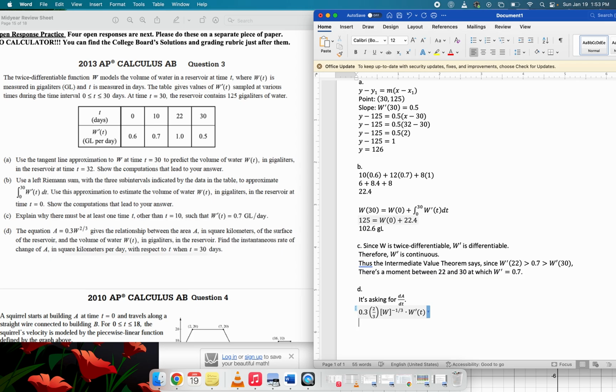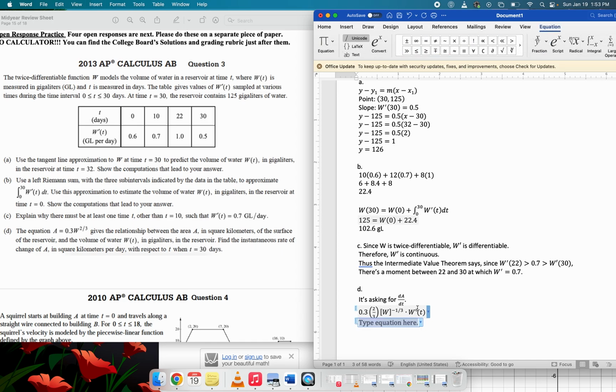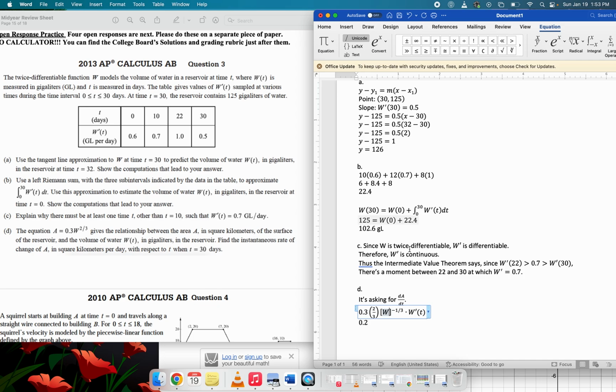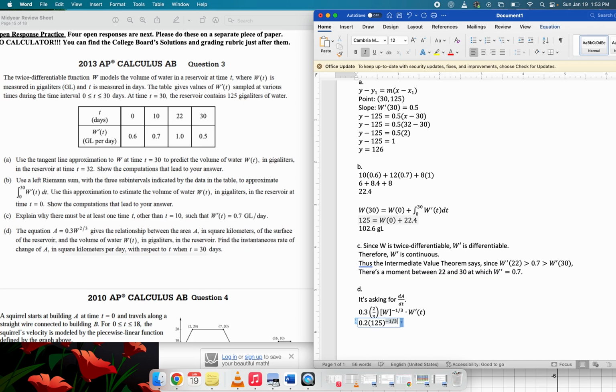And we want to know what this is specifically at t equals 30. That just means you need to evaluate everything at t equals 30. So the 0.3 times 2/3, I think that's just 0.2, right? 2/3 of 0.3 is 0.2. If you evaluate W at t equals 30, what's W of 30? Well, that's what they tell you at the beginning of the problem. It's 125. So it's 0.2 times 125 to the power of negative 1/3. And then W prime evaluated at 30 is 0.5. So times 0.5.